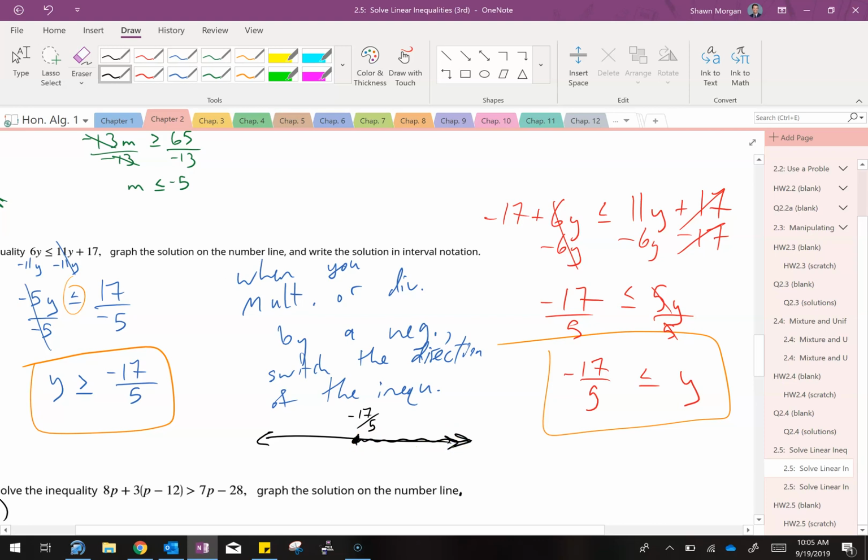Do you want us to keep it in fraction or keep it in decimal? Improper fraction will be preferable.